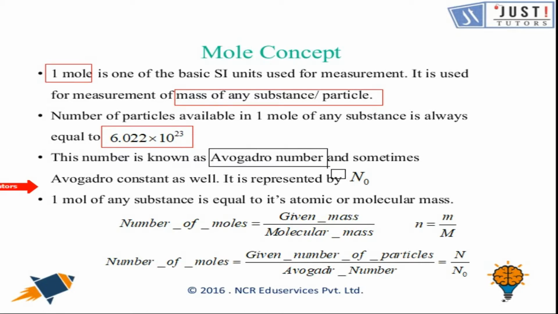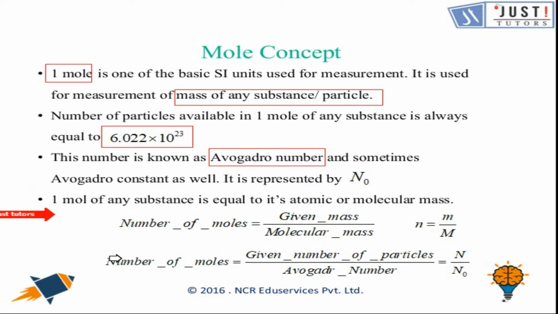This number is termed as the Avogadro number. That's another important keyword: this number is termed as the Avogadro number, and sometimes Avogadro constant as well, and it is represented as N0.